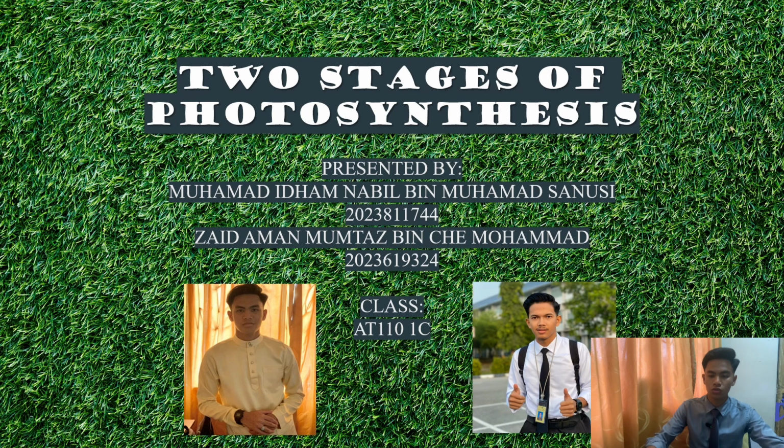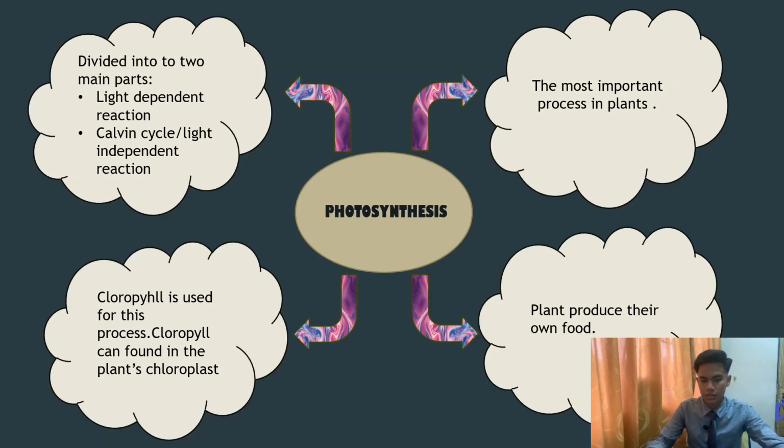So now we want to present about two stages of photosynthesis. In this process, we must know that photosynthesis is divided into two main parts, that is light dependent reaction and Calvin cycle. Photosynthesis is the most important process in plants, and we know that plants produce their own food. For this process, chlorophyll is used, and we can find chlorophyll in the plant chloroplast.